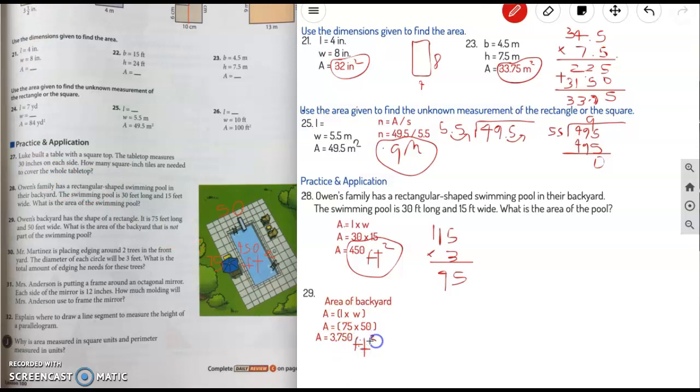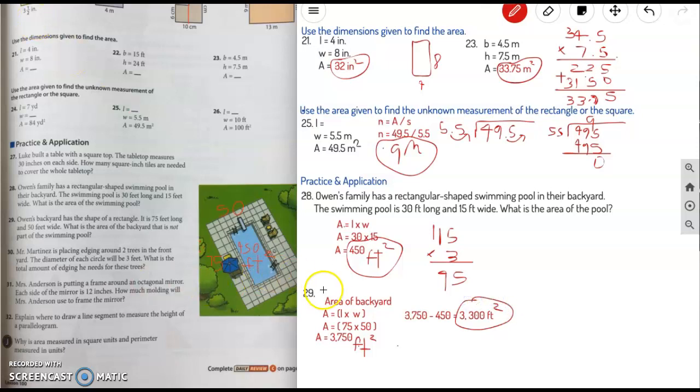Okay, now that's the area of this entire thing, but we gotta take out the swimming pool. So yes, that's correct. We're gonna do 3,750 minus the area of the pool, which we figured out in number 28. And that gives us 3,300 feet squared. A little complicated, but it's okay.